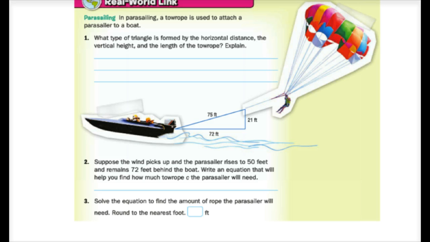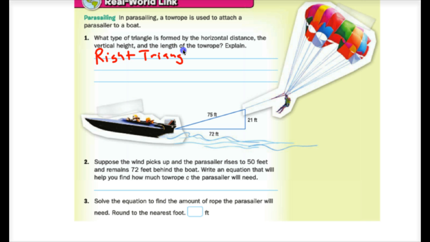All right, what type of triangle, guys, is formed by the horizontal distance? Everybody move your arms horizontal. Whenever you hear the word horizontal distance, do something like this. What is formed by the horizontal distance, the vertical height? Everybody go vertical. Okay, horizontal distance, vertical height, and the length of the tow rope. So when the thing's pulling, you've got an angle on it. What kind of triangle is formed there? Right triangle. Okay? You've got yourselves a right triangle.